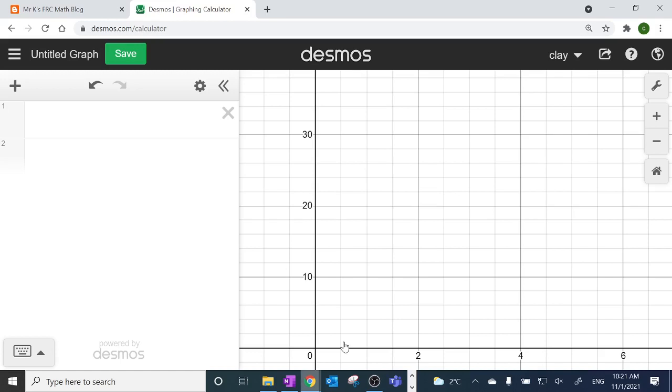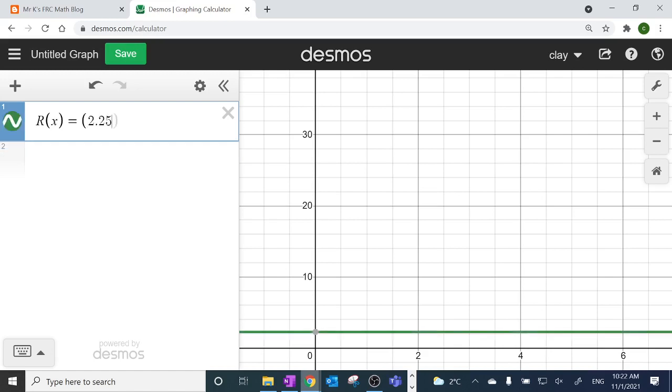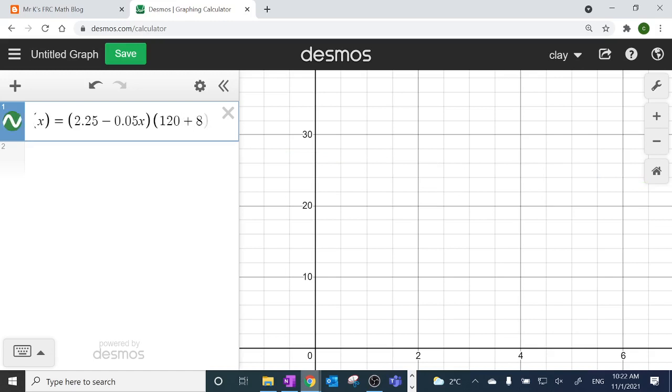Revenue as a function of how many decreases is, and the formula we got was 2.25 minus 0.05x, close the bracket, open the bracket, and the amount we're selling, normally we sell 120, but we gain 8 every decrease. So plus 8 times the number of decreases. Close brackets. Once again, it's graphed and I can't see it.